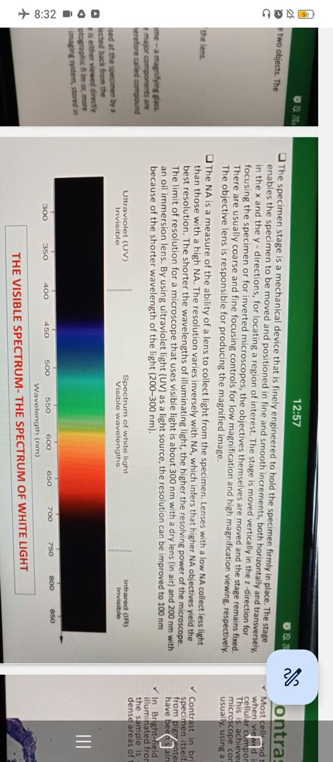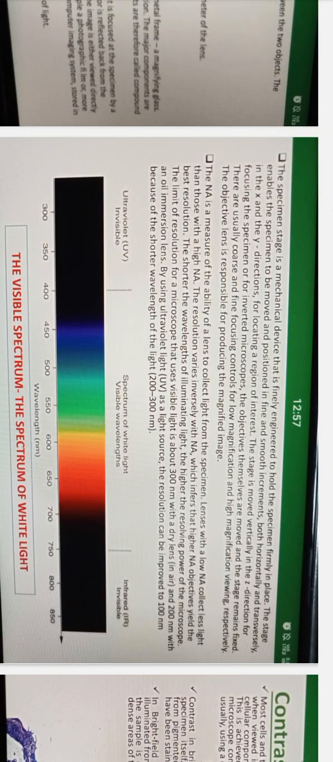The condenser focuses the light and illuminates the specimen with parallel beams of light. The specimen stage is a mechanical device that is finely engineered to hold the specimen firmly in place. The stage enables the specimen to be moved and positioned in fine and smooth increments, both horizontally and transversely in the x and y directions, for locating a region of interest. The NA is a measure of the ability of a lens to collect light from the specimen. Lenses with a low NA collect less light than those with a high NA. The resolution varies inversely with NA, which infers that higher NA objectives yield the best resolution.